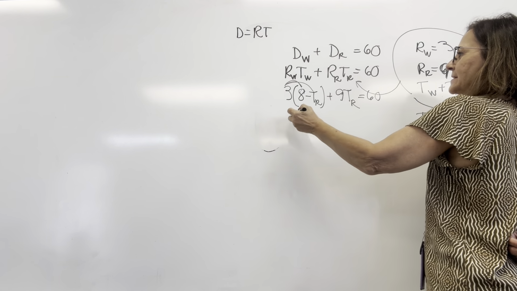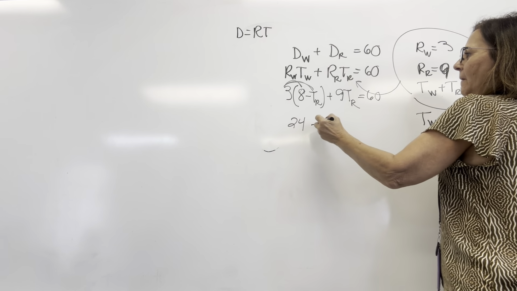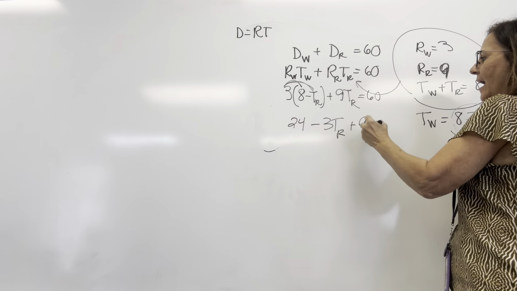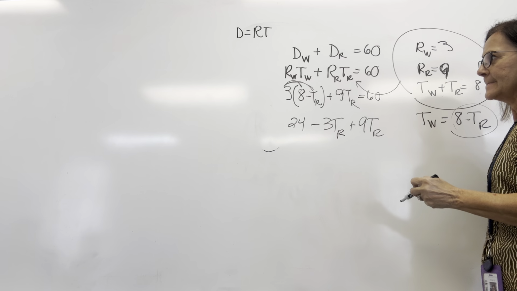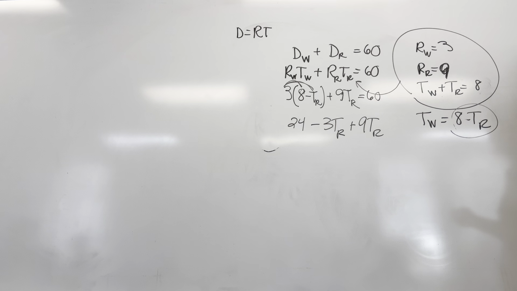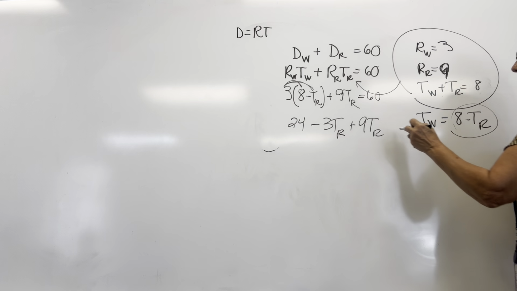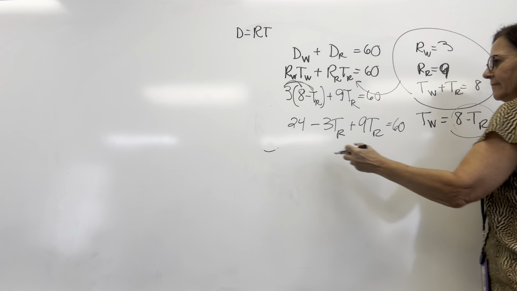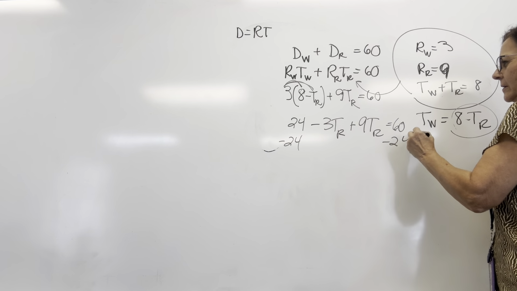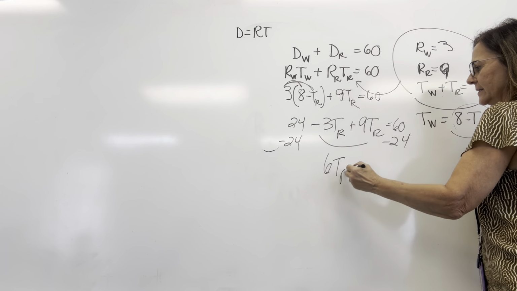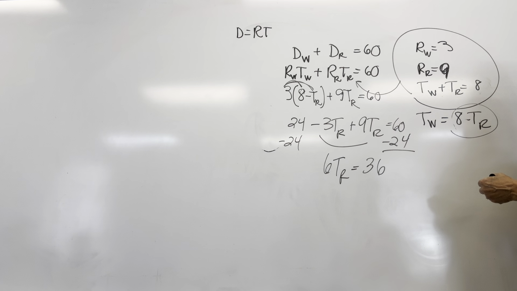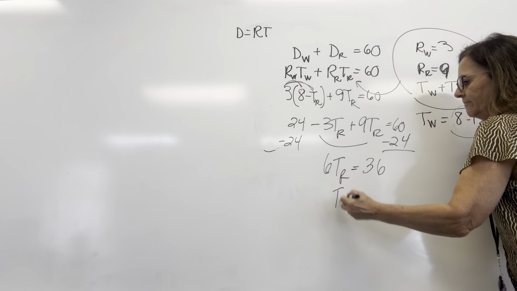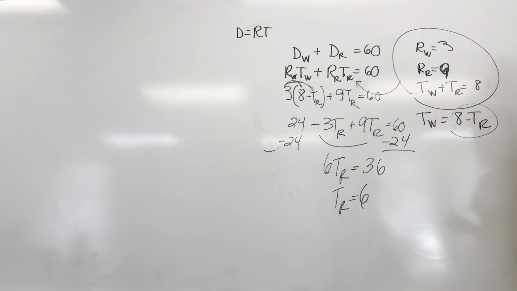Okay. 3 times 8 is 24. That's minus 3TR plus 9TR. Oh wait, never mind. Got it? Is that right? Equals 60. So we'll subtract our 24 and combine our like terms. That's 6TR equals, what is that, 36? Dividing both sides by 6, the time rode is 6 hours. That makes sense.